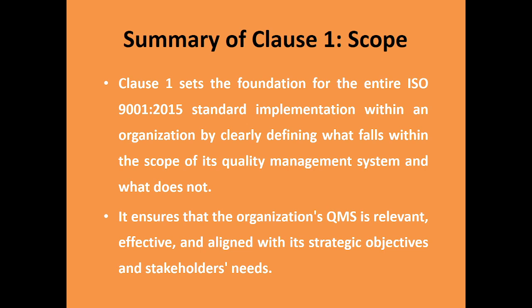Summary to clause 1. Now, clause 1 sets the foundation for the entire ISO 9001:2015 standard implementation within an organization by clearly defining what falls within the scope of its quality management system and what does not. It also ensures that the organization's QMS is relevant, effective, and aligned with its strategic objectives and shareholders' needs.